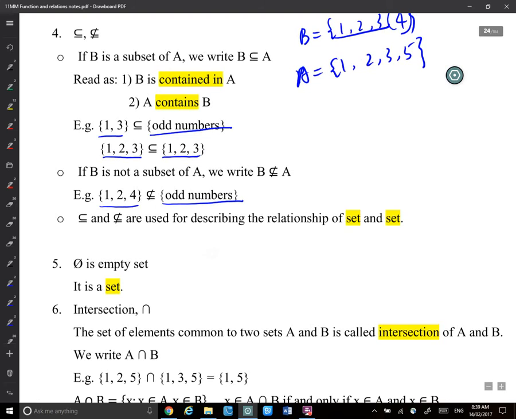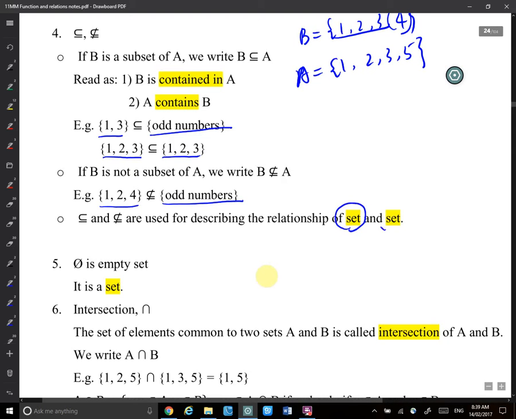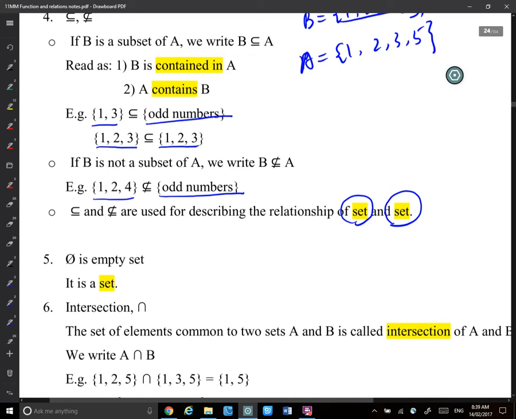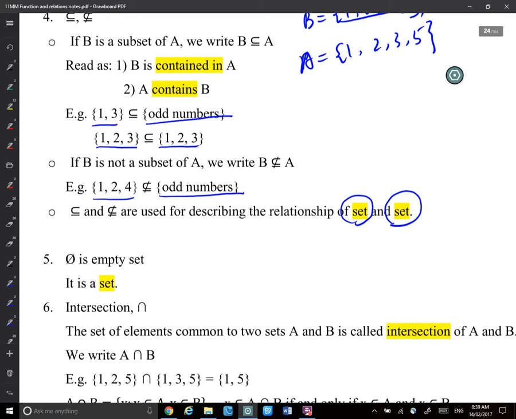So for those 2 symbols, we use them to describe the relationship between set and set. We are talking about 2 sets, and we use those 2 symbols to connect them. So there are 4 symbols. When you want to choose one of them, you must think about whether it is a relationship between an element and a set, or a set and a set. So we need to think about it to choose between those 4 symbols.